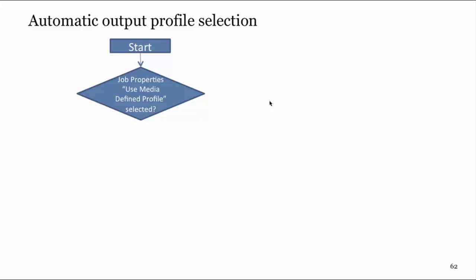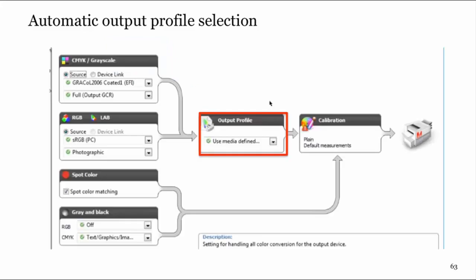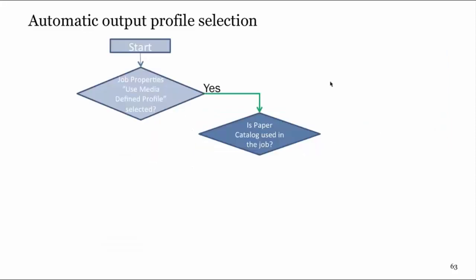So the best practice on the Fiery is to use the setting called Use Media Defined Profile when you go to the job properties or the Fiery default color configuration. If I use Media Defined Profiles, then I need a little help understanding how the profile gets selected.